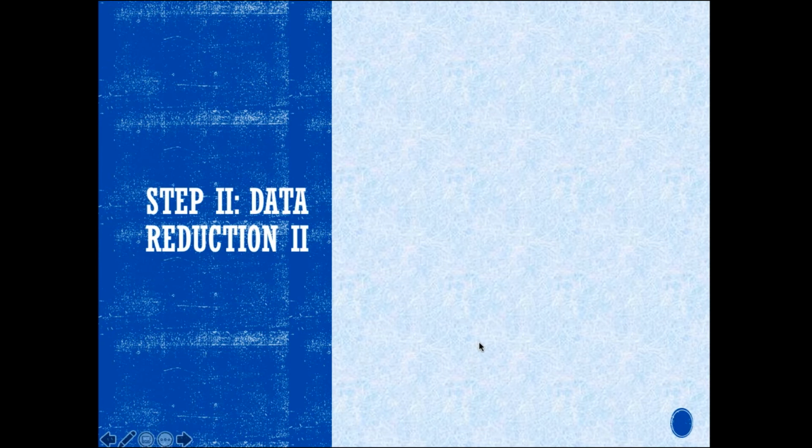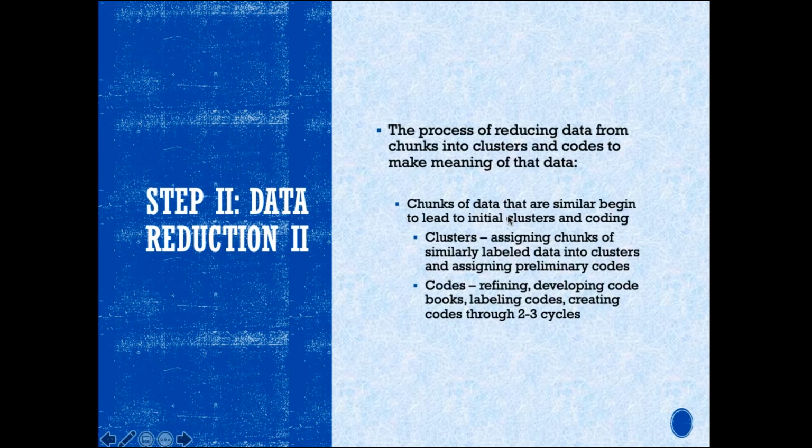Then the second step is data reduction. Now we have identified so many codes and subcategories. How are we going to reduce them to make sense of the data in a more systematic way? So it is the process of reducing data from chunks into clusters and codes to make meaning of that data. Chunks of data that are similar begin to lead to initial clusters and encoding. Clusters: assigning chunks of similarly labeled data into clusters and assigning preliminary codes; and codes: refining or developing codebooks, labeling codes, creating a code through two or three cycles.